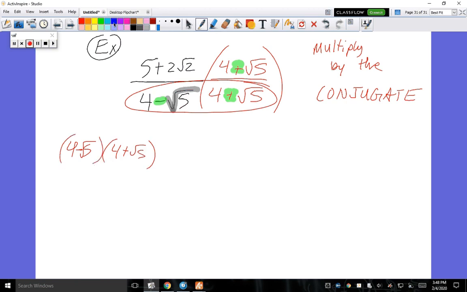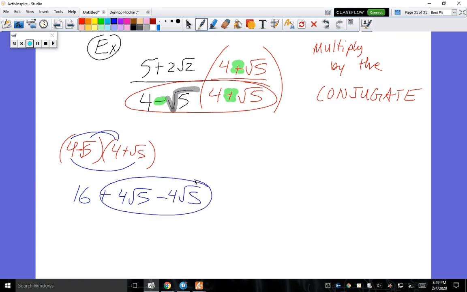Shh. Again, this is what you're doing next time we see each other anyway, so get a little practice. We get 16. What's the outside term? 4 minus root 5. Positive 4 root 5. What's the inside terms? Negative 4 root 5. Look at that. Those go to 0. And then what's the last going to give me? Negative 5. So all of that denominator just simplified to 11. That's crazy. No more square root.